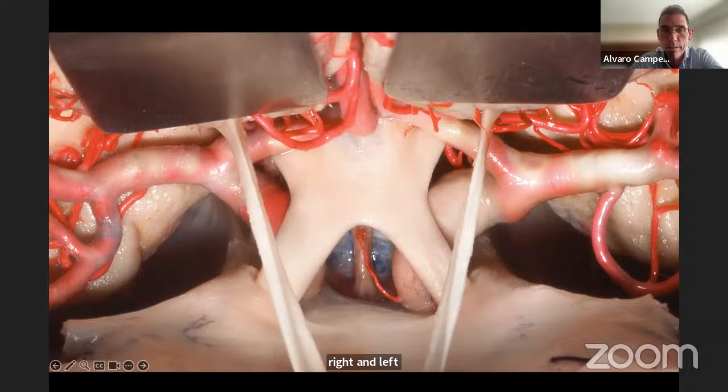This is the beginning of the lamina terminalis, the pituitary stalk with the superior hypophyseal artery. And here, this is the internal carotid artery, the bifurcation, M1, A1, anterior communicating artery, A1 on the other side, the bifurcation, carotid artery, M1.